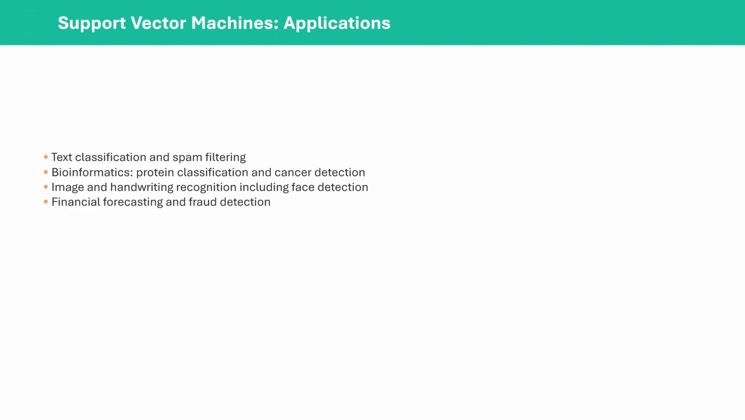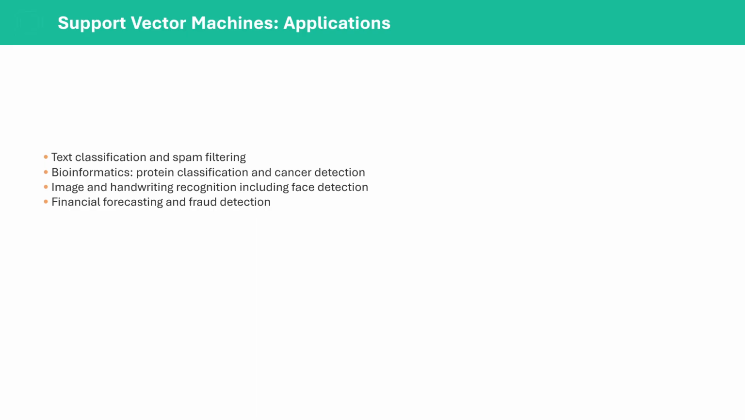And now let's actually talk about applications. Let's talk about the real world. Where does support vector machine actually show up? Well, they show up in text classification, spam filtering. And why do they show up in this area? Because text data is high dimensional. Every word is a feature. Support vector machine handles that beautifully, okay?